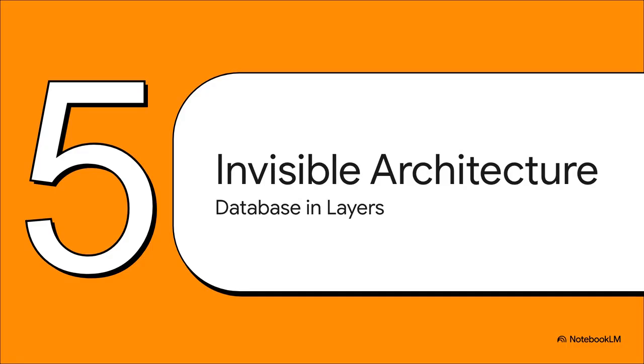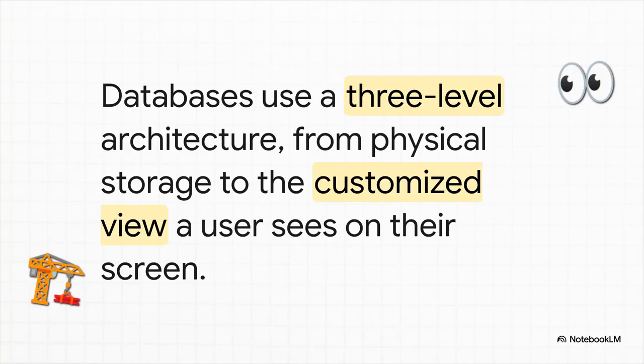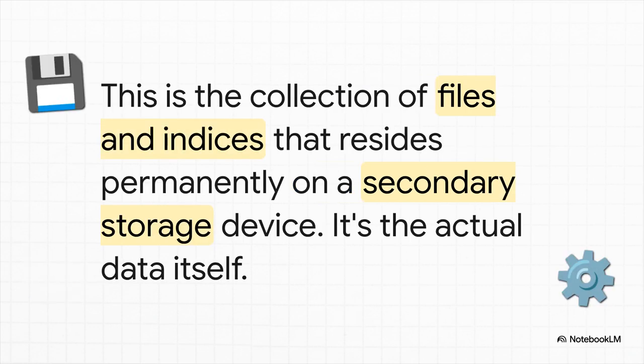So how does this all actually work under the hood? Well, the secret is in this really clever 3-level architecture that kind of separates how the data is physically stored from how we actually see and interact with it. Just think of it as 3 different ways of looking at the very same information. We're going to move from the most nitty-gritty, technical level all the way up to the one that you use every single day.